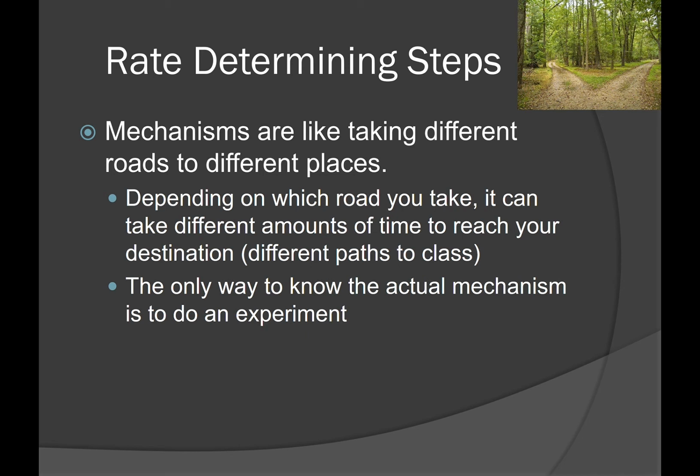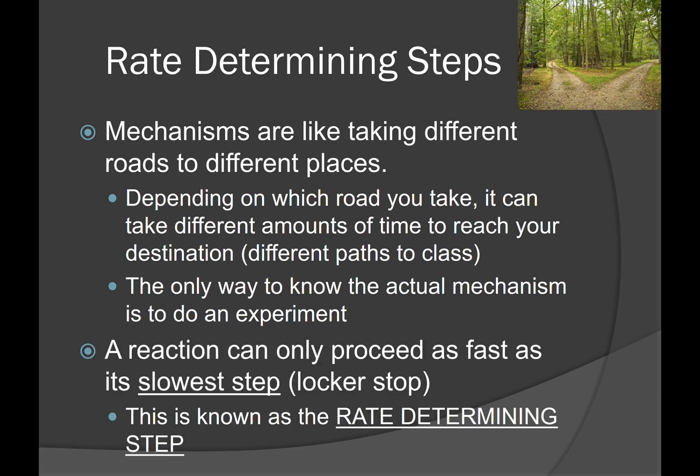And in certain scenarios, increasing the time it takes for a reaction to happen might be desirable, but we could also use the mechanism to shorten the time it takes for the reaction to occur. The only way we can figure out what the mechanism is is to do an experiment. And there's a certain step here which we call the rate determining step, and that's what's going to determine how fast a reaction can occur. And it can only occur as fast as the slowest step.